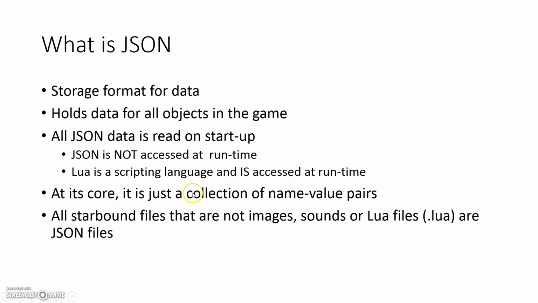At its core, JSON is just a collection of name-value pairs, and those are very important. We're going to talk about those in just a second, but that's simply put, all that JSON is. If you're looking in the assets, all the Starbound files that aren't image files or sound files or Lua script files are all JSON files. They have all sorts of different extensions depending on what they're used for. Some end in .animation, some end in .config, some end in .object. It just depends on what they're being used for.